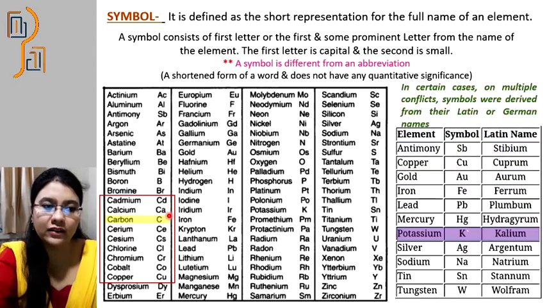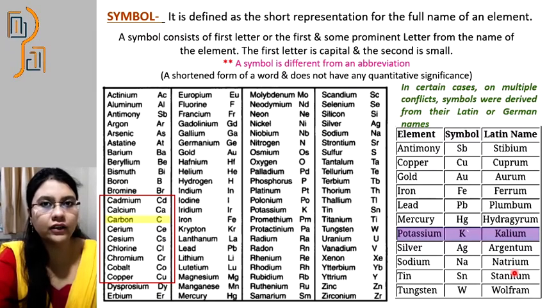Also, in certain cases, on multiple conflicts, symbols were derived from their Latin or German names. For example, potassium, whose symbol is capital K, was derived from its Latin name Kalium. Also, sodium, whose symbol is Na, was derived from its Latin name natrium.